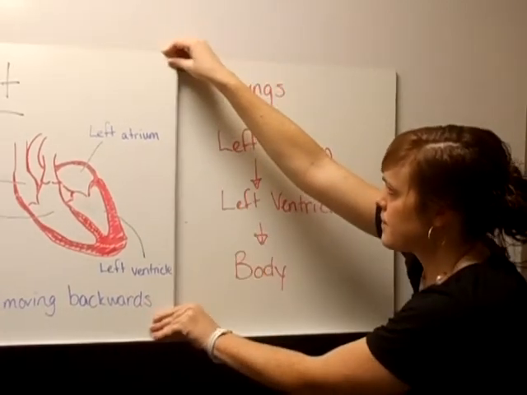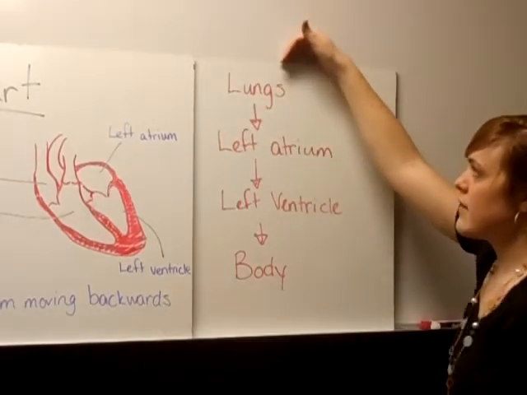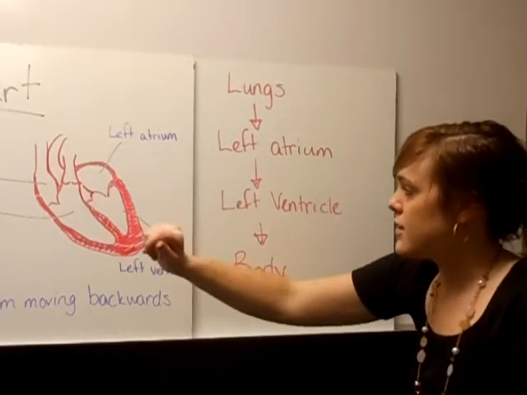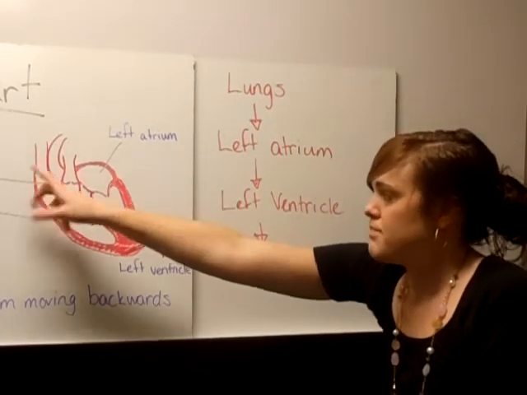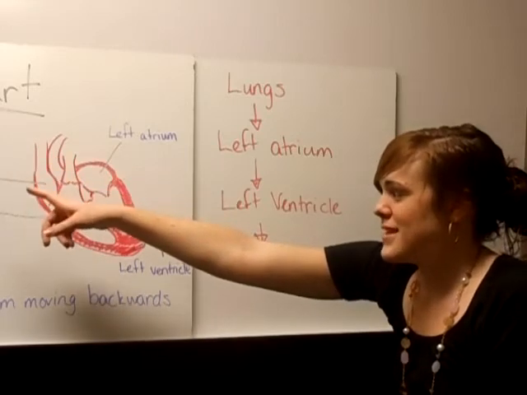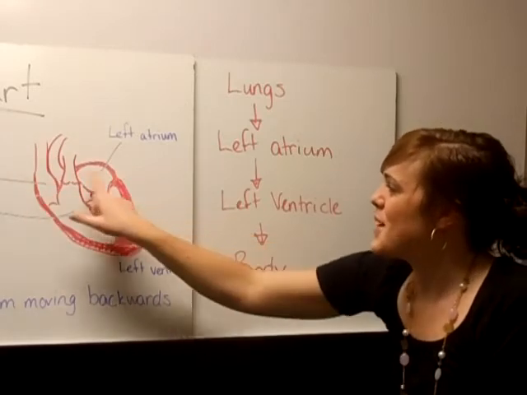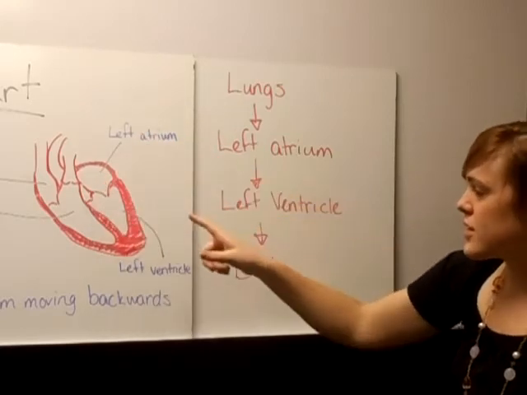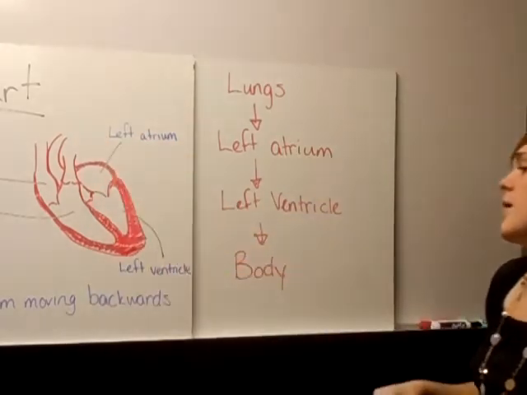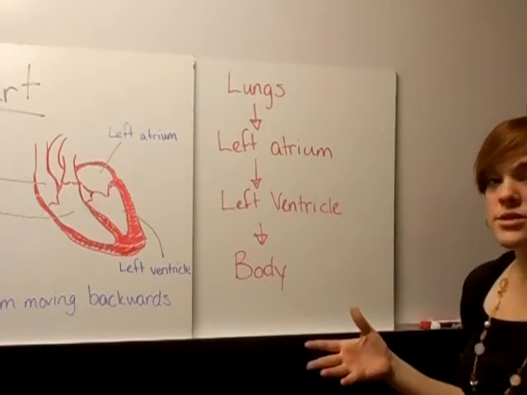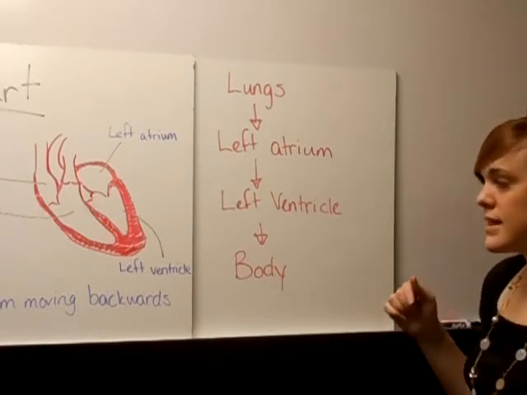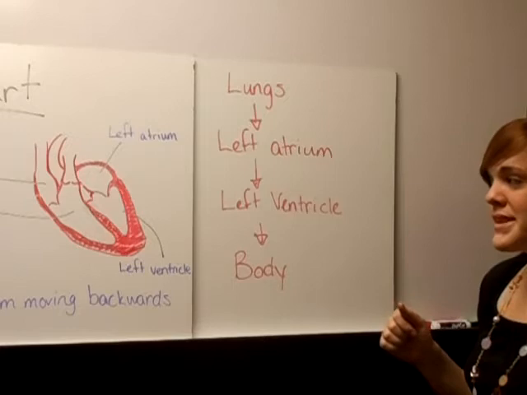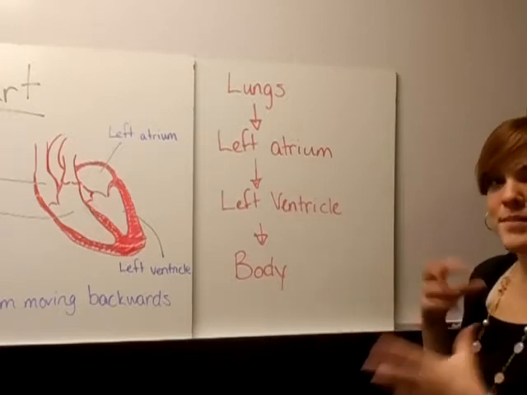Okay. So then it comes back from the lungs and comes in through veins that I did not draw, but it'll come into the left atrium here, get pushed into the left ventricle, and then go out to the body to give oxygen to your muscles and to the cells that need it. So that's the path that your blood makes through your heart.